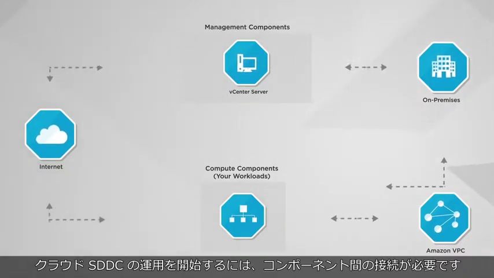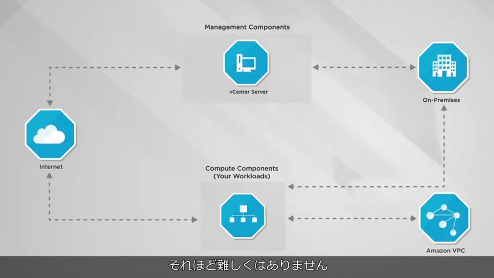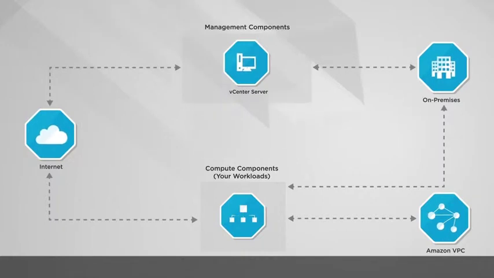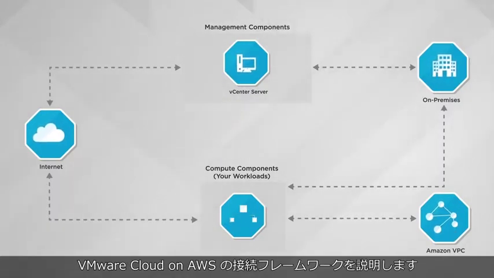To operate your new Cloud SDDC, you need these components to communicate with one another. But how? It may seem daunting, but it's not. In this video, we'll help you understand the simple connectivity framework of VMware Cloud on AWS.